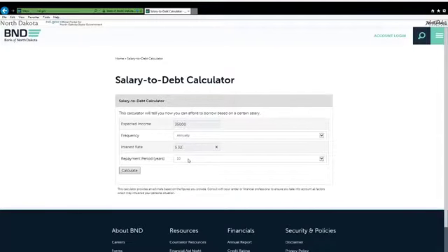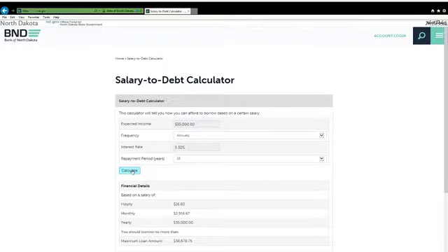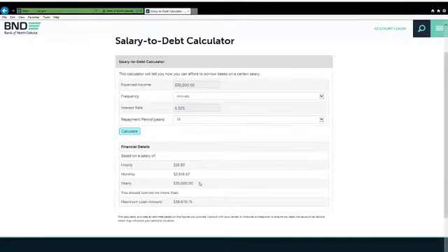And then the repayment term, we're going to pick 25 years, depending on how much a student would have in student loan debt. A lot of them are 10 years, but depending on your balance, 25 years is pretty standard. So we're going to select that, and then you just click the calculate button. Based on a salary of $35,000 a year, a borrower should not take out more than $38,670 in student loan debt. This is what's considered reasonable to pay back.